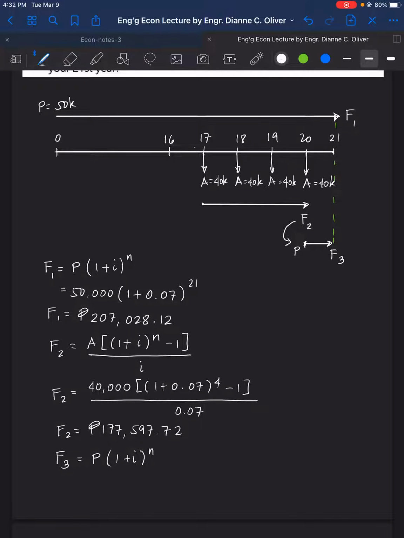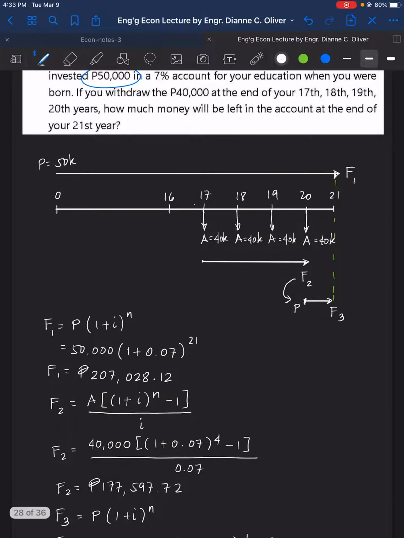Now for F3, the formula for F3 is present worth times 1 plus i raised to n. Future 3, having P as F2, so the P here becomes 177,597.72 multiplied with 1 plus 0.07 raised to how many years? 1 year. That is equal to 190,029.56 pesos.